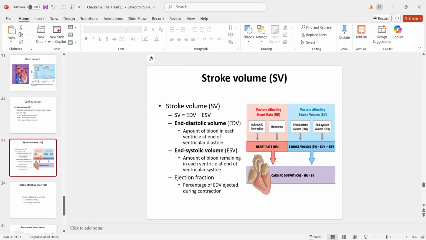EDV is end-diastolic volume, and ESV is end-systolic volume. EDV is the amount of blood in each ventricle at the end of ventricular diastole, and ESV is the amount of blood remaining in each ventricle at the end of ventricular systole. The ejection fraction is the percentage of EDV that is ejected during ventricular contraction.